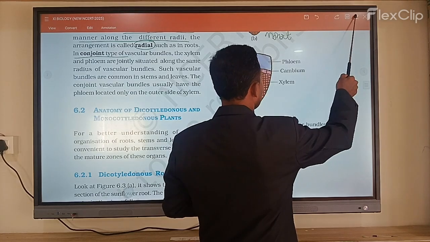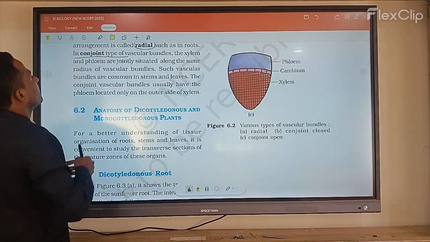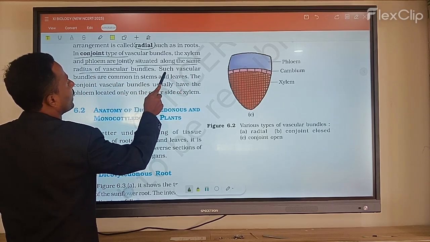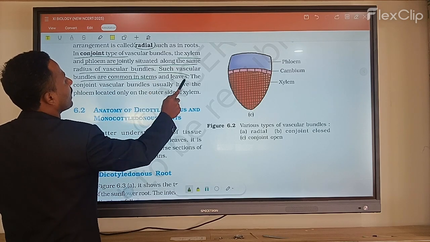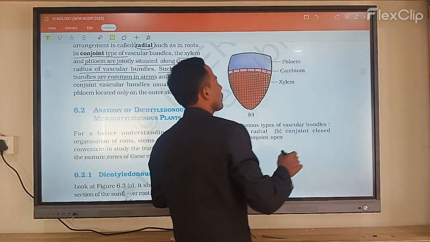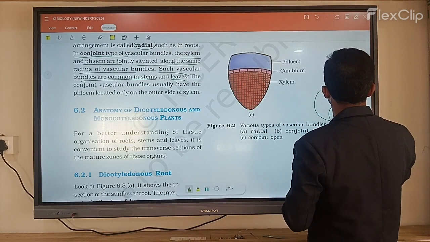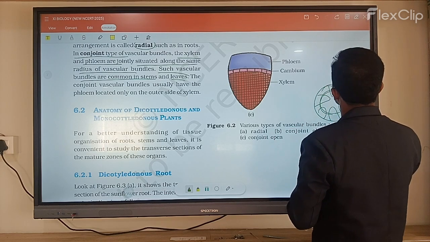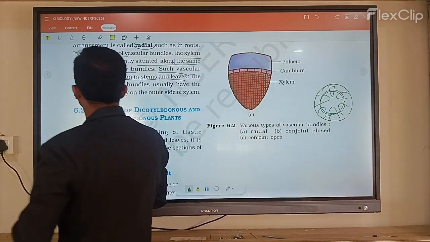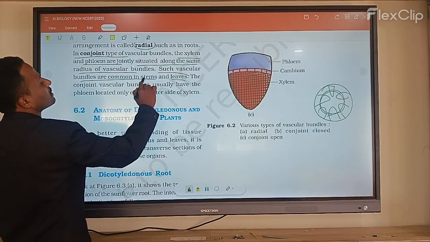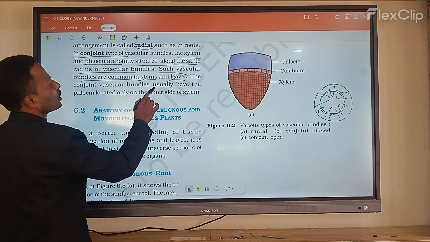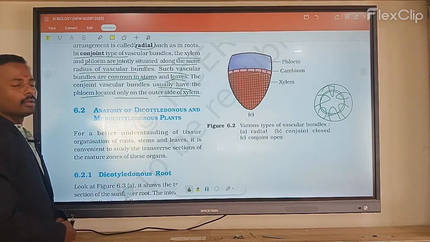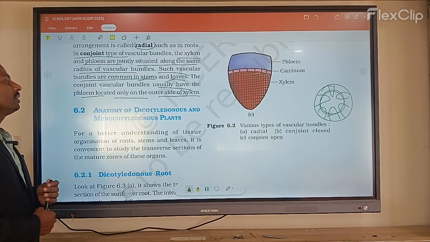Now, when the xylem and phloem are jointly situated along the same radius of the vascular bundle, such vascular bundles are commonly found in stems and leaves. Sometimes the vascular bundles are arranged on the same radius. You observe this kind of vascular bundle in stems and leaves. In conjoined vascular bundles, the phloem is usually located only on the outer side of the xylem.